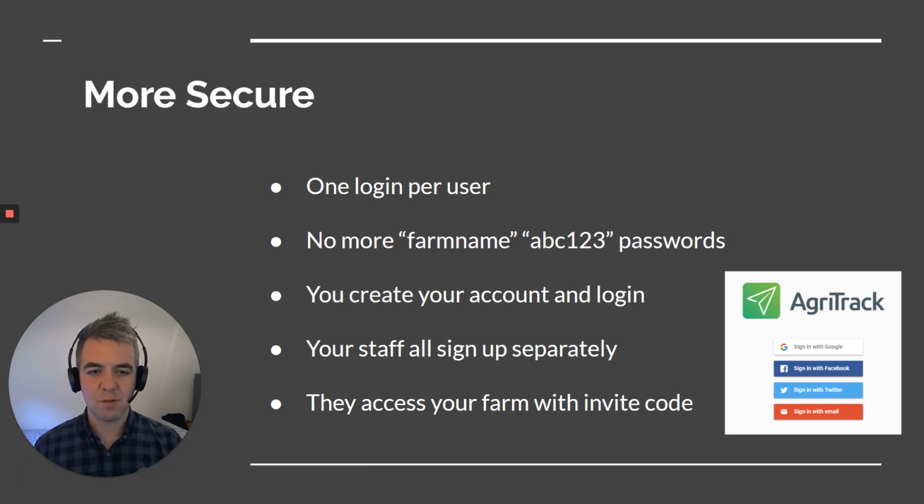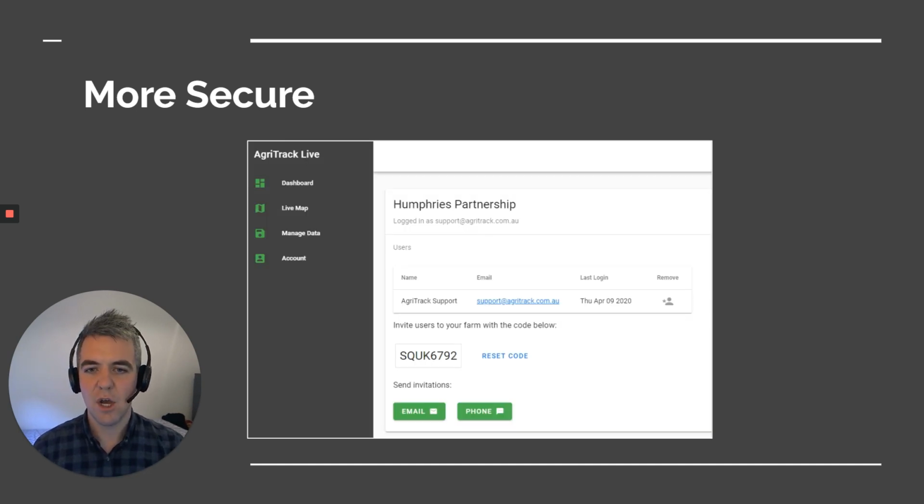So we've got customers right now that are using this for casual staff. They've all got AgriTrack Live on their mobile phones as they've come onto the farm. They've been invited to the farm with their invite code, and then obviously at the end of the season, as the manager of that account, you'll be able to go in there and just delete them off the system and refresh that invite code so they can't re-add themselves.